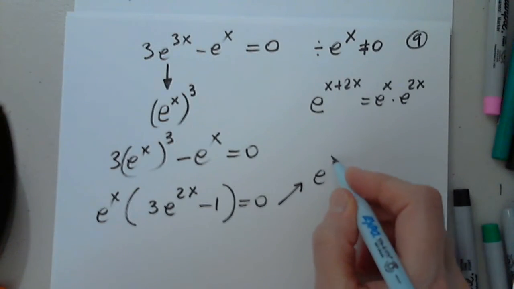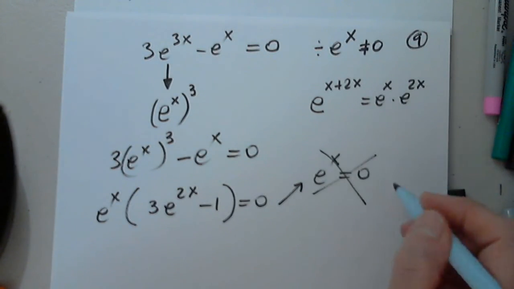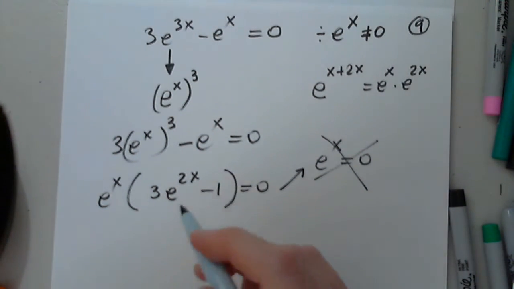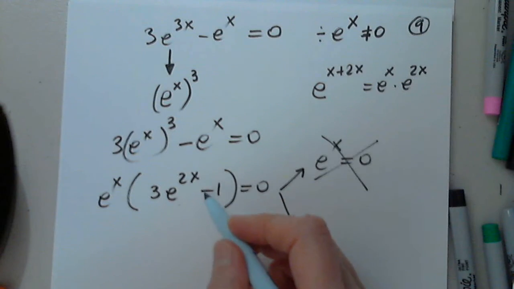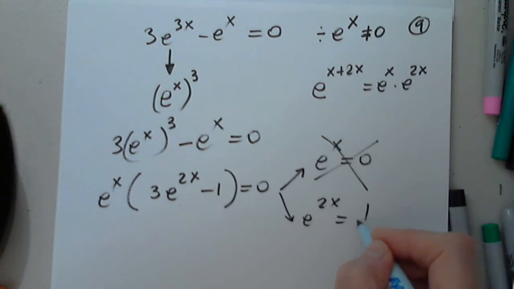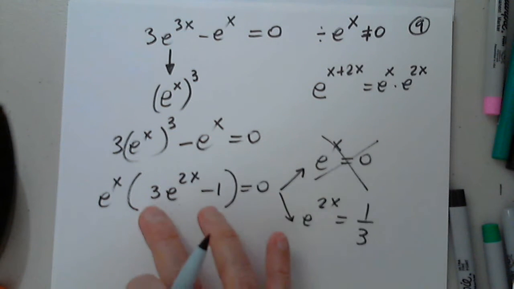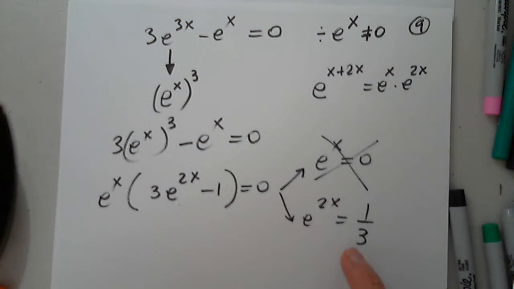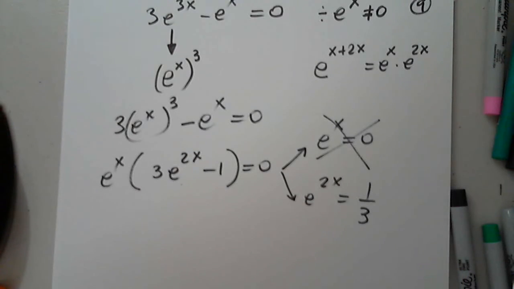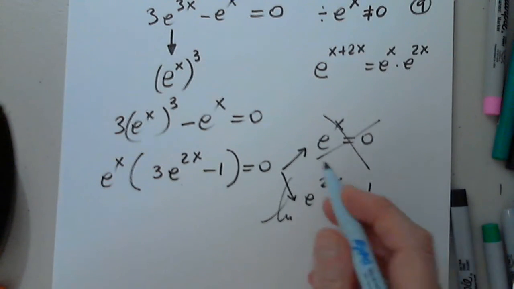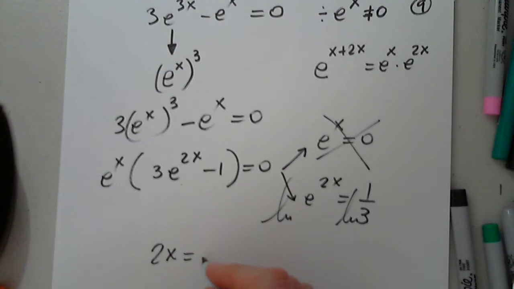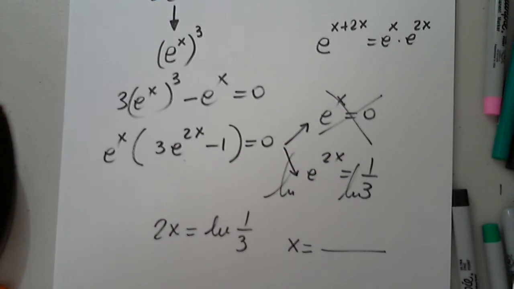So we have one option, e to the x equals 0, never. E to the x is never 0. And the other option is e to the 2x equals 1/3. I moved 1 to the other side and divided by 3. How do I solve this? Because I need x. Ugly situation, right? So I have to apply natural log to both sides. So I have 2x equals natural log of 1/3, or x equals natural log of 1/3 divided by 2. That's why we did all this in chapter 2.